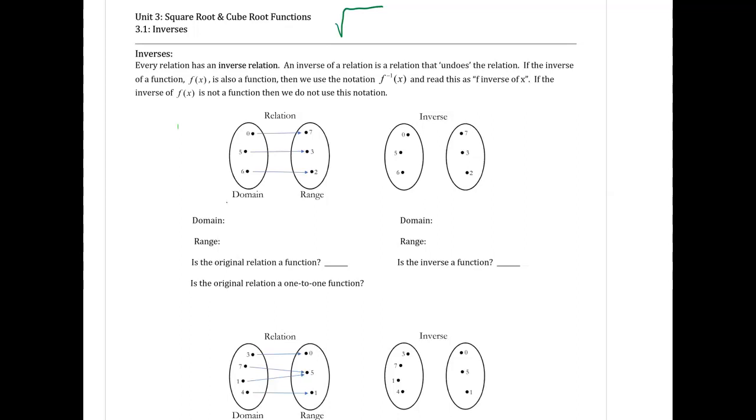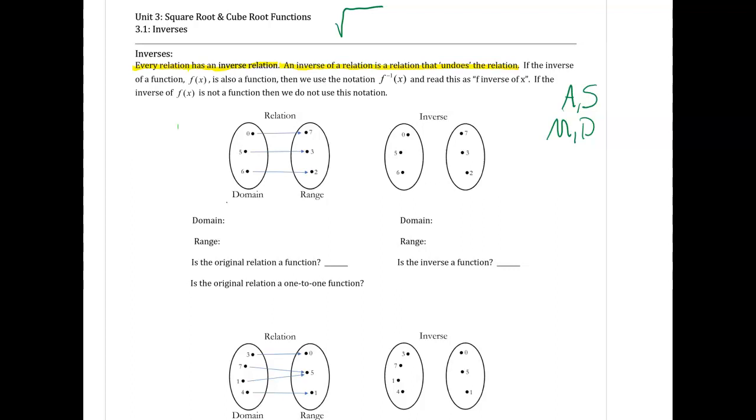So I'm going to be doing just some straight reading from what you see here. But every relation, a relation is something you talked about in chapter 1. It's just a set of x and y ordered pairs. Every relation has an inverse, okay? And an inverse of a relation is a relation that undoes the relation. So the key point to this is you already know that inverses undo something. So adding has an inverse of subtracting. Subtracting undoes the adding. Dividing is an inverse of multiplying because dividing undoes the multiplying, etc.